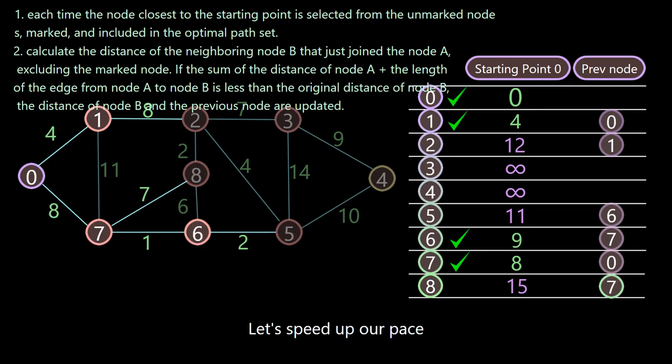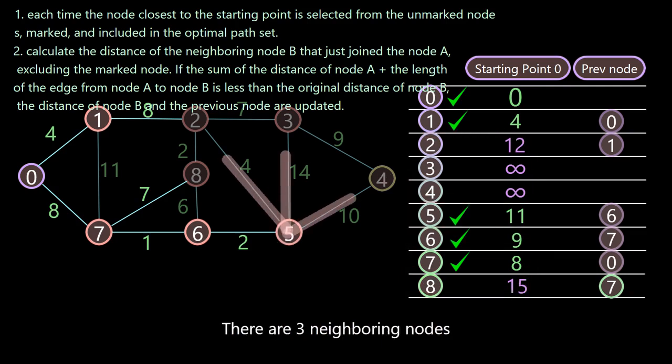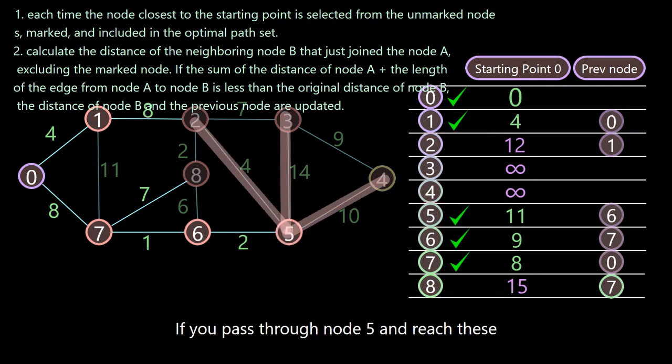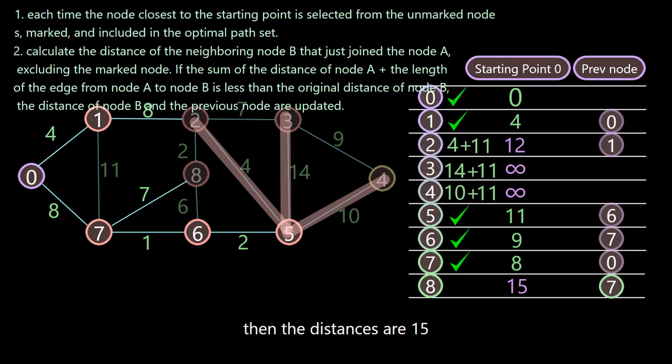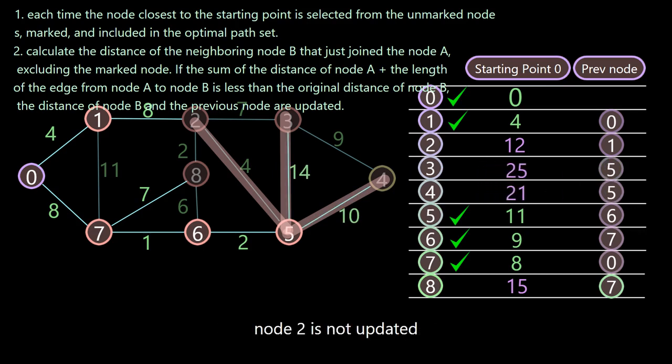Let's speed up our pace. Next, look for the node with the shortest distance in the unlabeled nodes, which is node 5. There are 3 neighboring nodes. If you pass through node 5 and reach these 3 nodes, then the distances are 15, 25, and 21 respectively. Node 3 and Node 4 are updated. Node 2 is not updated.